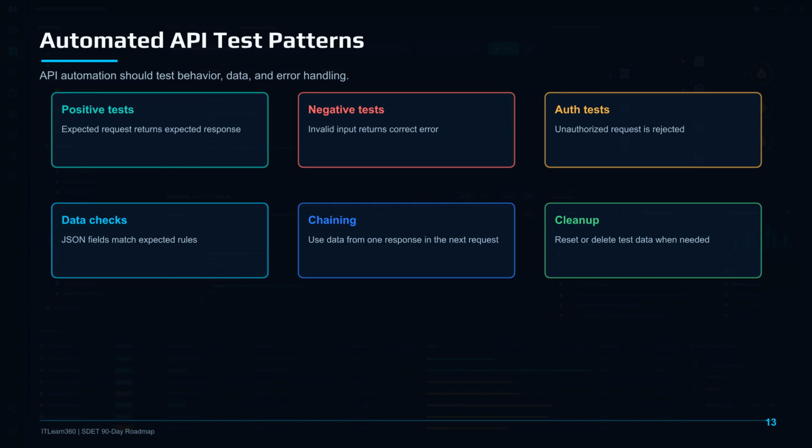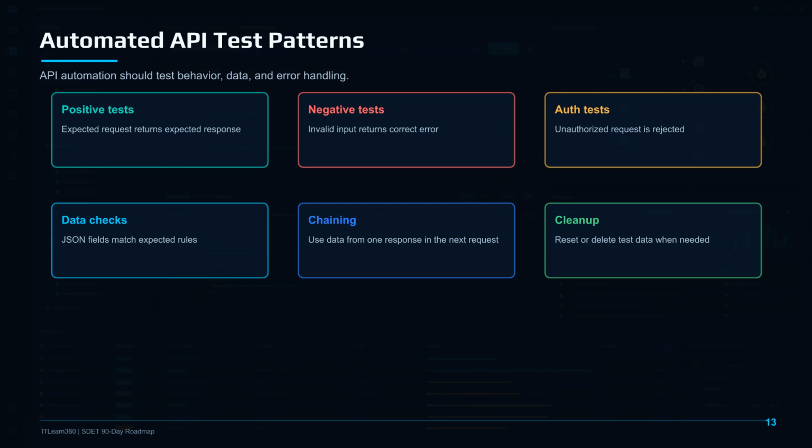Now, let us examine automated API test patterns. The first pattern is positive testing. This verifies that a valid request returns the expected response. The second pattern is negative testing. This verifies that invalid input returns the correct error message or status code. The third pattern is authentication testing. For example, an unauthorized request should be rejected.